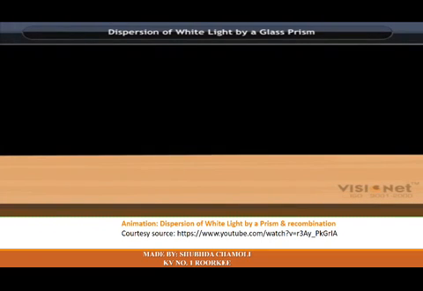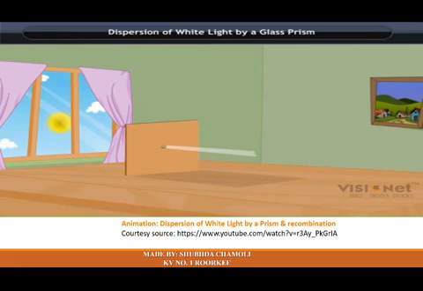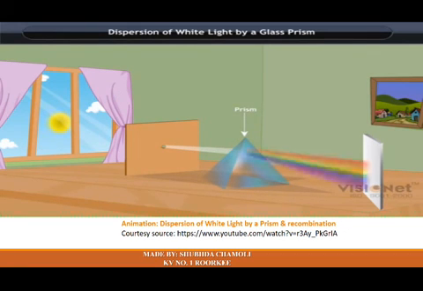Dispersion of white light by a glass prism. Take a thick sheet of cardboard and make a small hole or narrow slit in its middle. Allow sunlight to fall on the narrow slit. This gives a narrow beam of white light. Now take a glass prism and allow the light from the slit to fall on one of its faces as shown here. Turn the prism slowly until the light which comes out of it appears on the nearby screen.